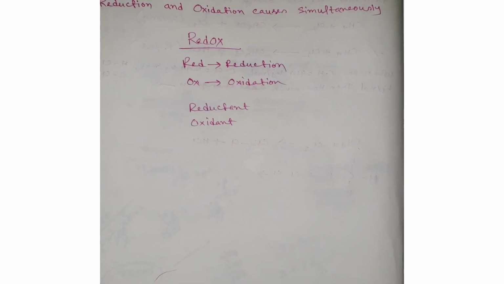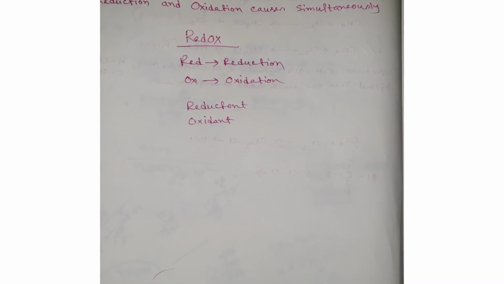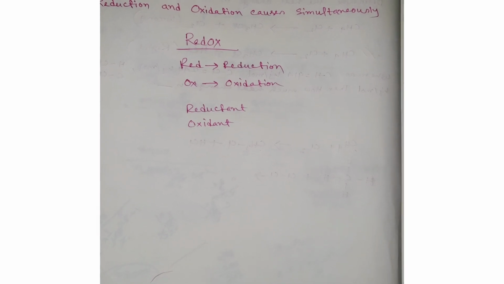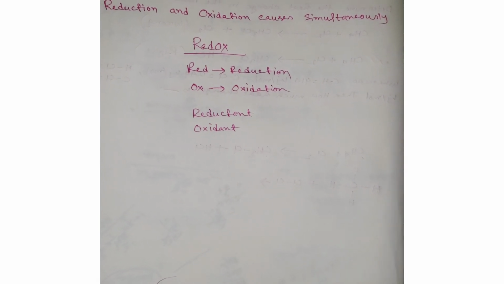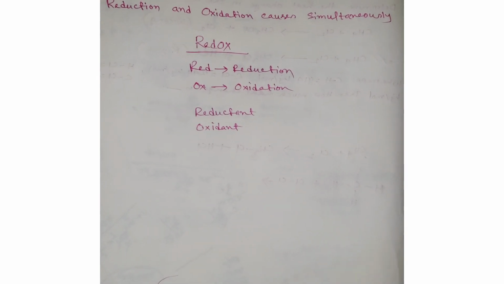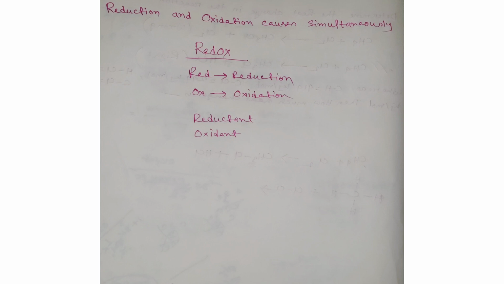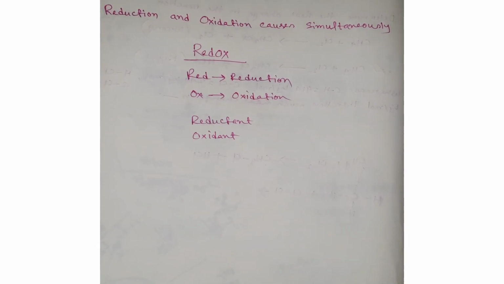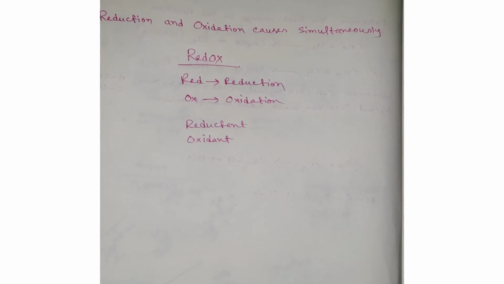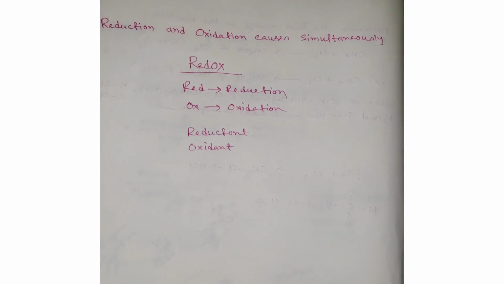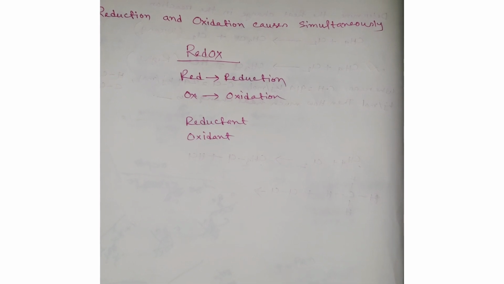First, reductant means the element which will donate electrons. I'm repeating it again: a reductant is an element which donates electrons to others. The other one is obviously the opposite. An oxidant is the element which receives or accepts those electrons. Reductant means donator, oxidant means receiver or acceptor.